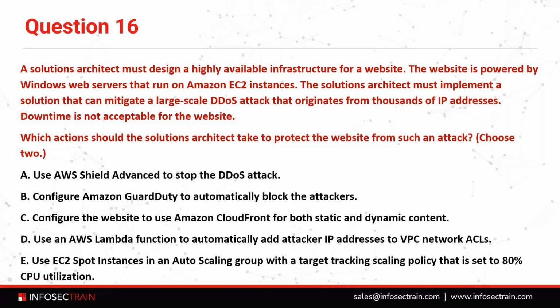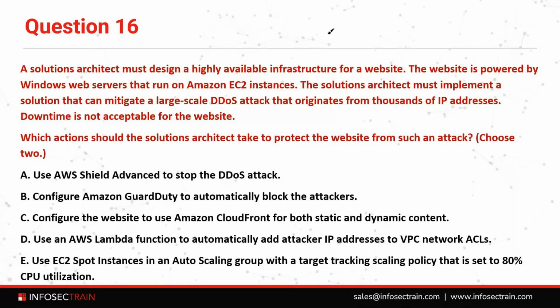Guys, so let's see what is actually going on in this case. Let's see the question. A solution architect must design a highly available infrastructure for a website. Let's see what the requirement is. The website is powered by a Windows web server that runs on Amazon EC2 instance. So what is actually happening? The website is powered by a Windows web server that runs on EC2.